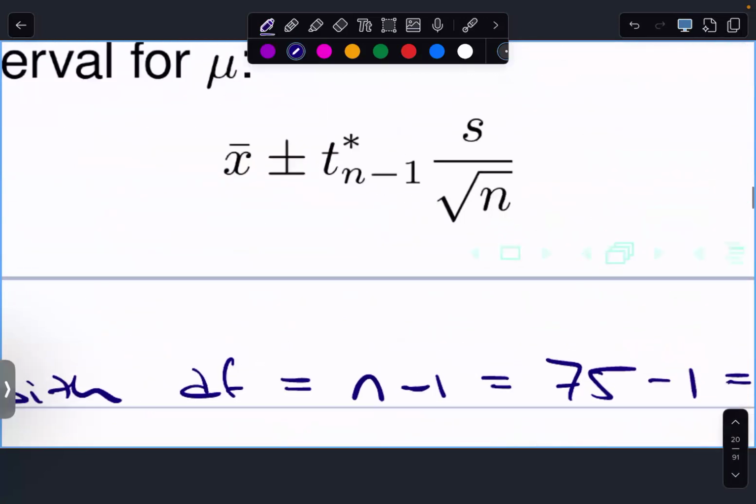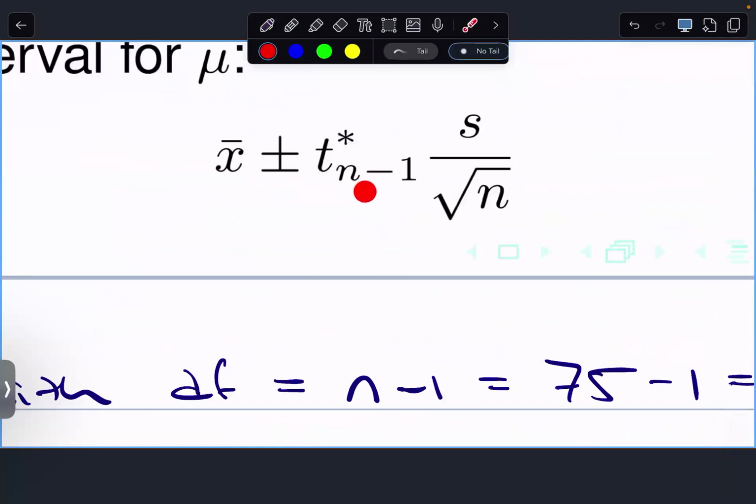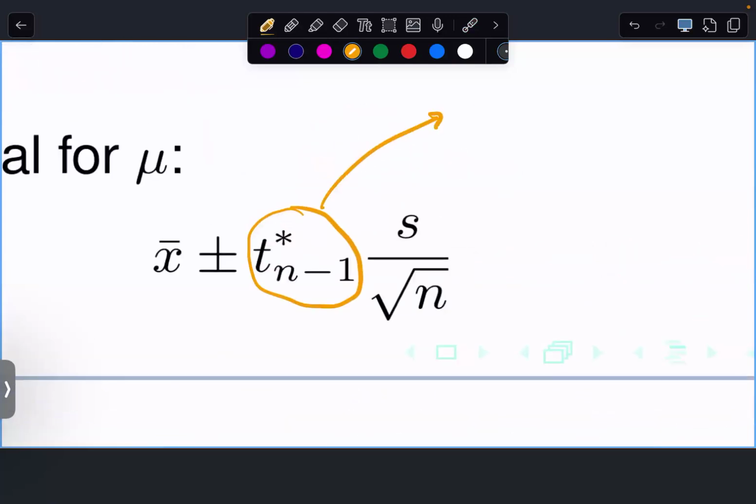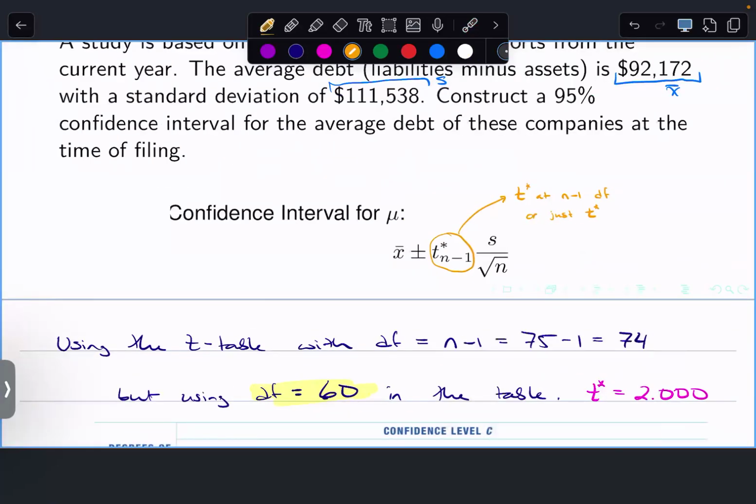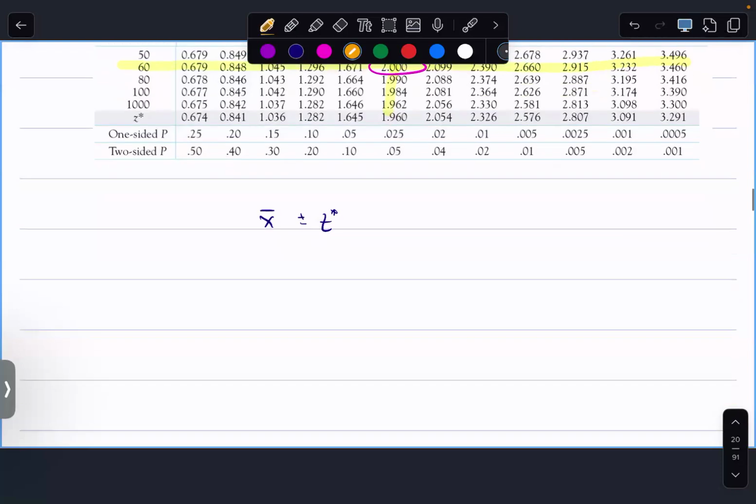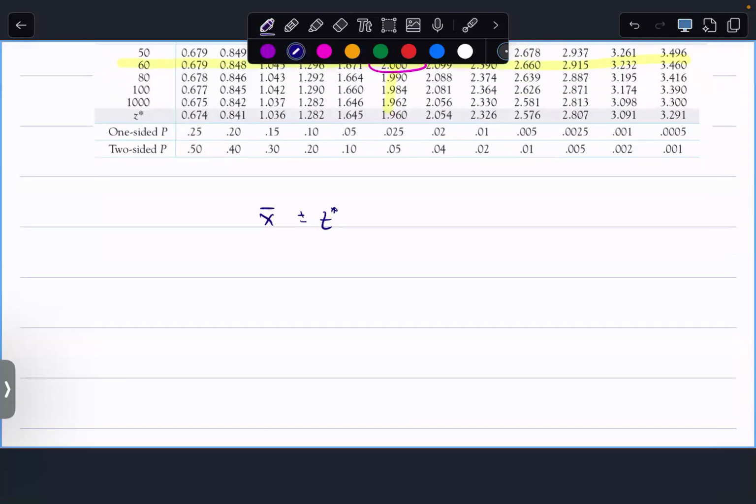I will make a note here. This subscript n-1 is really just saying T at n-1 degrees of freedom, right? And so here, this is just saying T star at n-1 degrees of freedom. Or you can just write T star if you want. And just remember that you need n-1 degrees of freedom. So T star times S over root N.